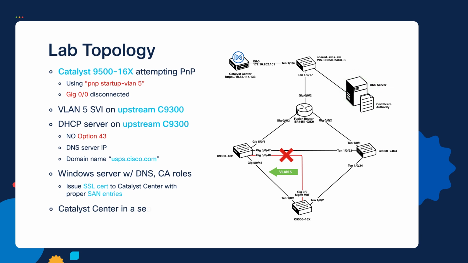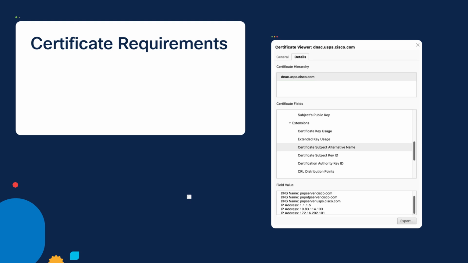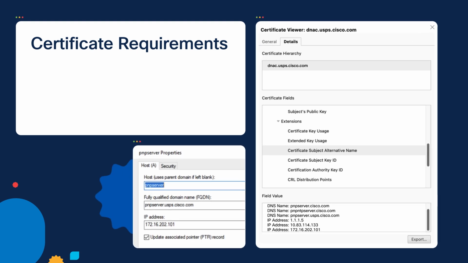And again, we're using the same Catalyst Center server in our shared services network. And both of these are on a separate VLAN, so there is routing involved here. So let's talk a little bit more about these certificate requirements.